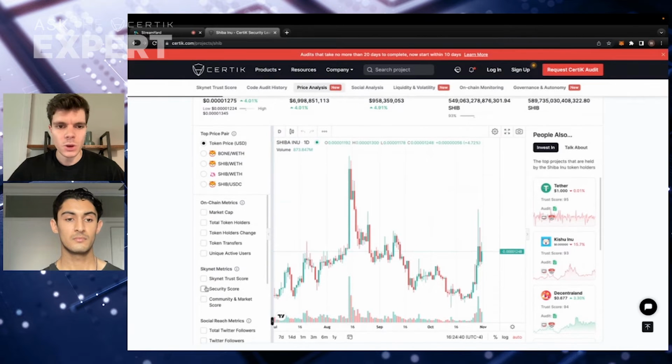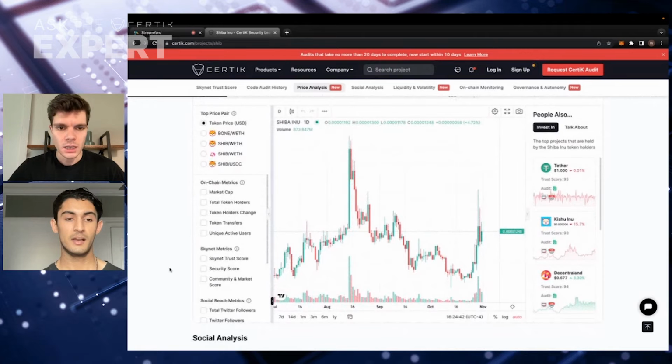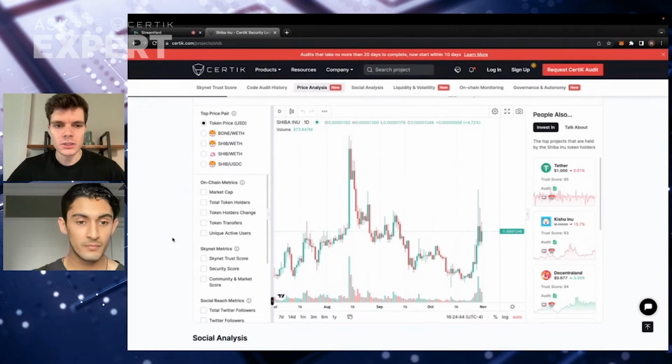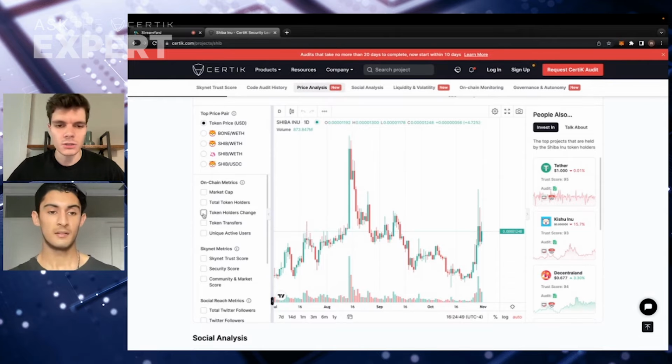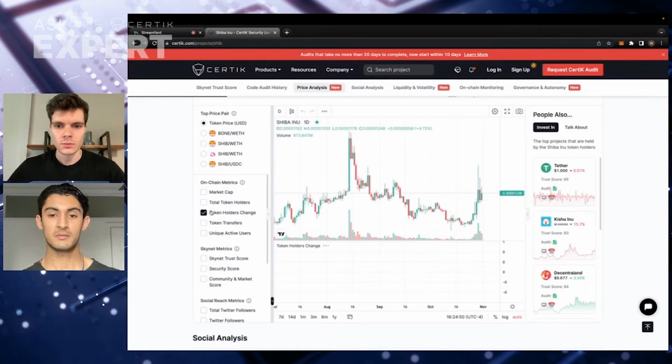Let's go up a little bit, get some on-chain metrics. Maybe yeah, good call. Token holders change. How about that? See who's holding on to their SHIB, if anyone's selling into this rally. Definitely. So this is a really good metric for seeing what on-chain holdings look like, right?